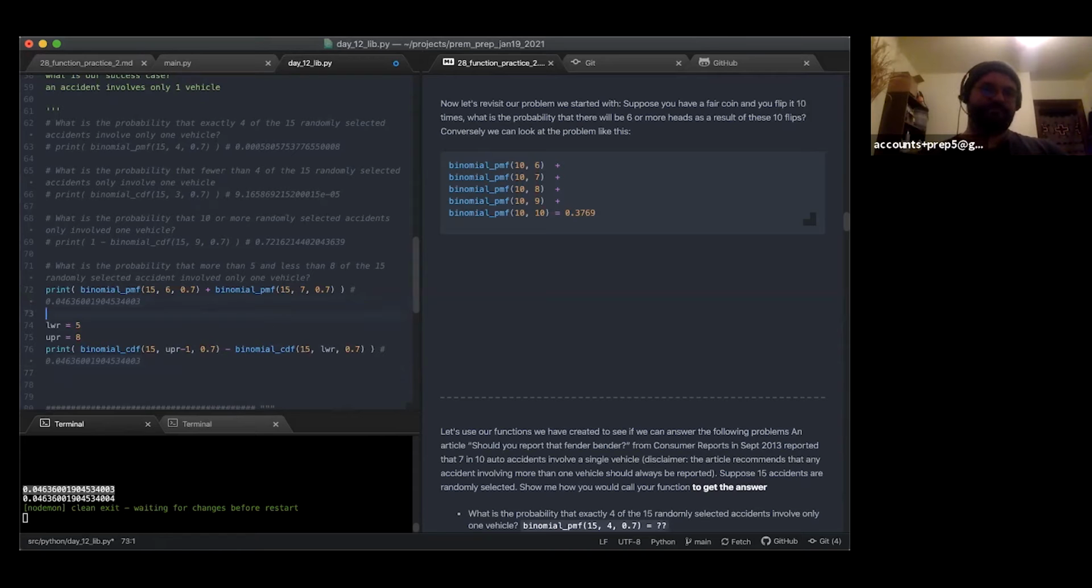All right. So we could plug in different values here and essentially use this as a way to calculate the probability of any range, lower and upper.